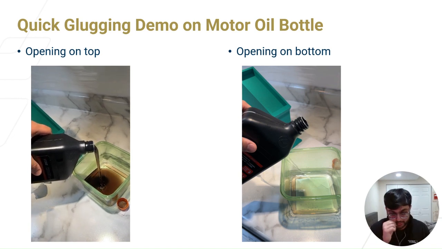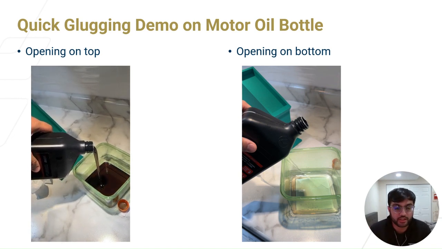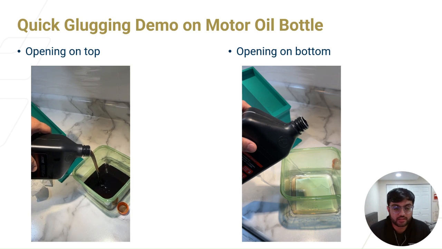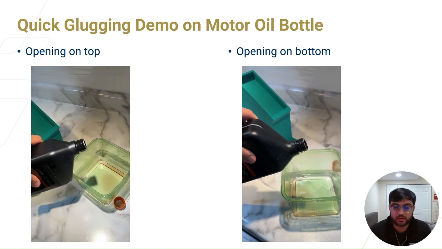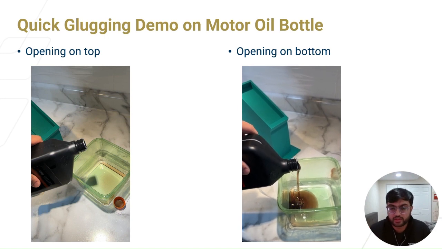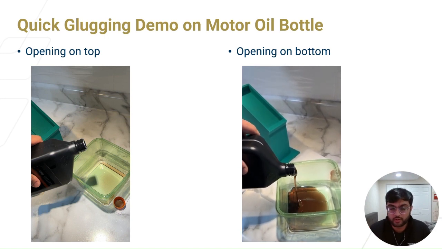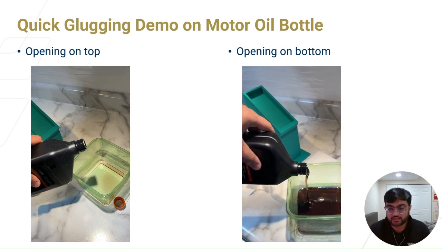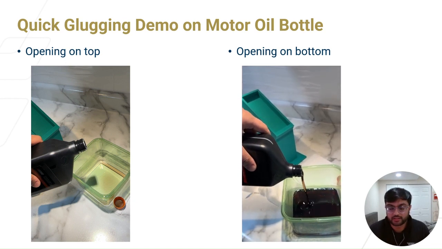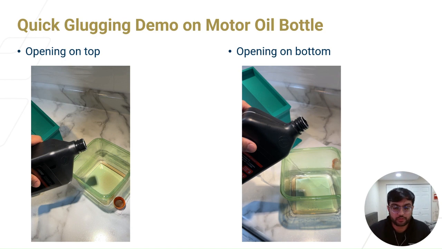You can see that there's enough space for air to go in without any glugging effect. And the second video with the opening on the bottom, even with me going very slow, you'll get that glugging because there's not really any space for the air to go through to prevent that glugging effect.